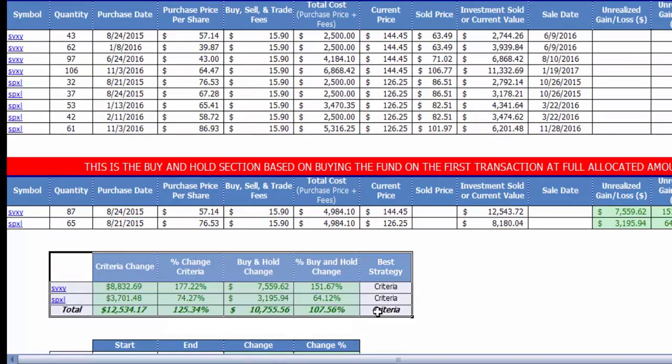Summary area down here says if you use the criteria that it's stated up here for buying and selling, you would have made 125%. You would have made $12,000 on your $10,000 initial fund. On a buy and hold setup, you would have made $10,755 or 105%. So your best strategy would have been following the program and buying and selling on the dates that it specifies.